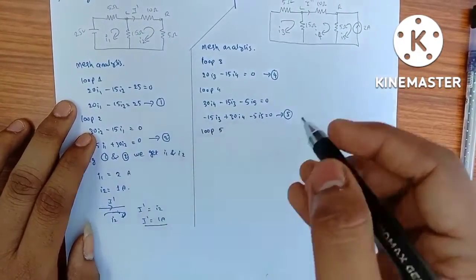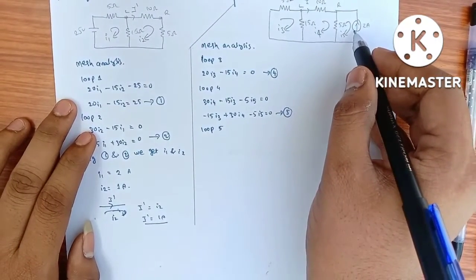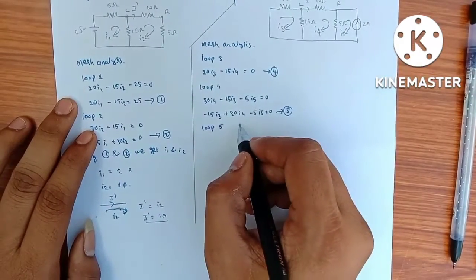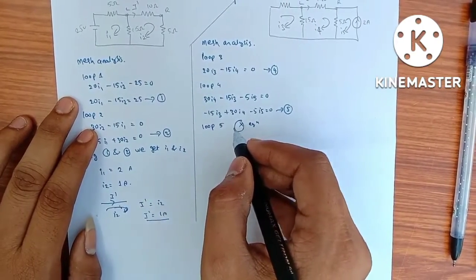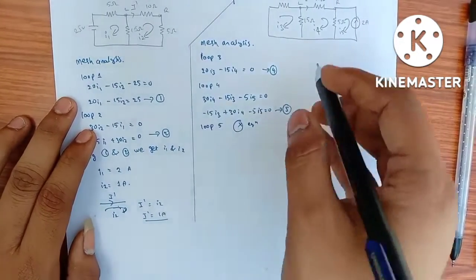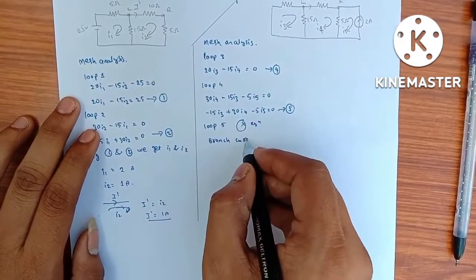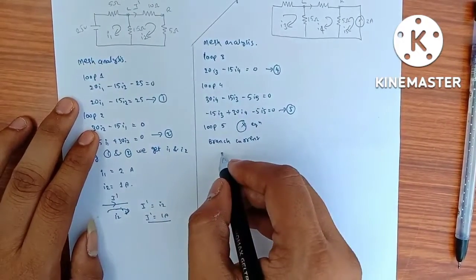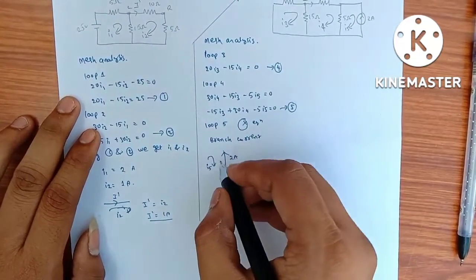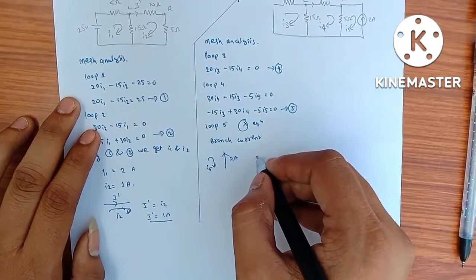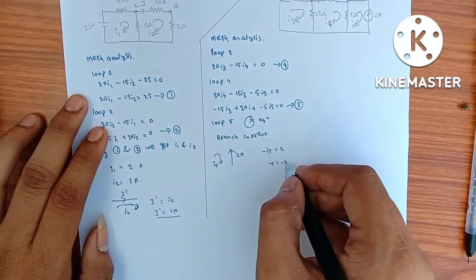Now taking loop 5. In loop 5, this current source is trouble in writing the loop equation, so this loop 5 equation is not done. So here in this loop 5 we are not getting a loop equation, so I am taking branch current such as 2 amps in this way. I5 is in this direction, so minus I5 equals 2 amps, so I5 is equal to minus 2.